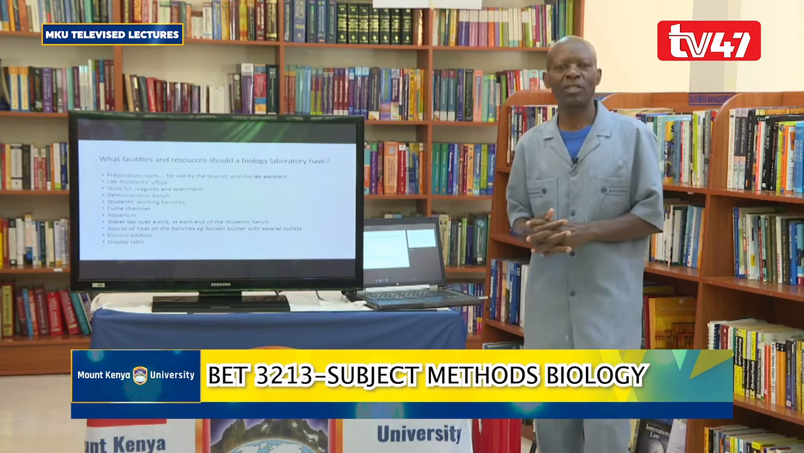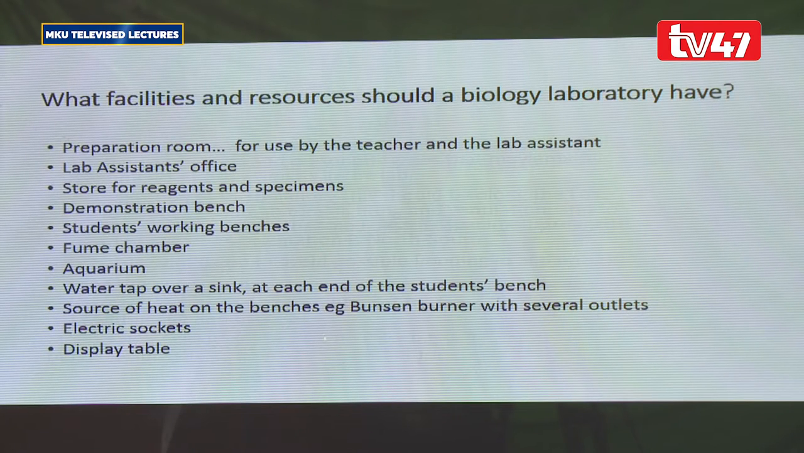The next item we would like to consider, our small subtopic within our main topic, is what facilities and resources should a biology lab have. Now, the first one, we need a preparation room. This is the one that will be used by the lecturer or by the teacher and the lab assistants or the technician. The second one, we need a lab assistant's office where he or she can operate from as he does the preparation before the start of any class. The next one, we need a store for the reagents and the specimens that are used during the experiments.